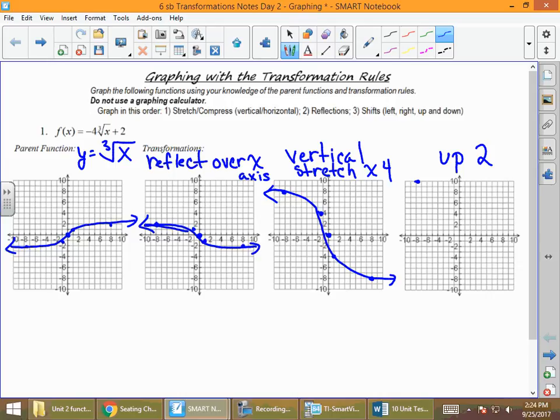And negative 1, 4 is going to move up 2. So it's going to be negative 1, 6. And 0, 0, we're going to move it up 2. So now it's going to be 0, 2. And 1, negative 4 is going to move up 2. And 8, negative 8 is going to move up 2. And there's our transformed graph. The key is, can we identify the transformations so that we can actually draw the graph?